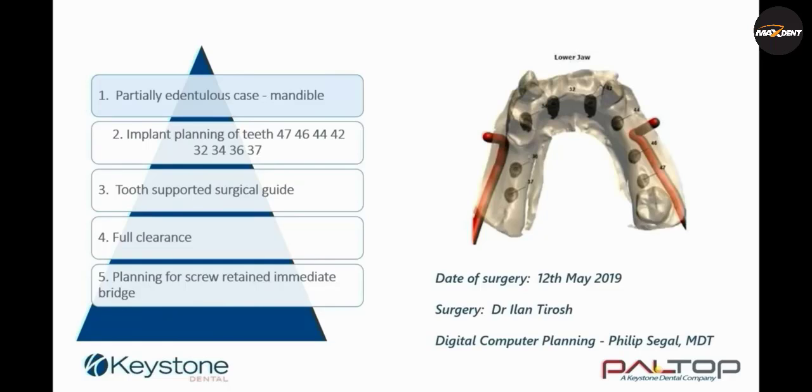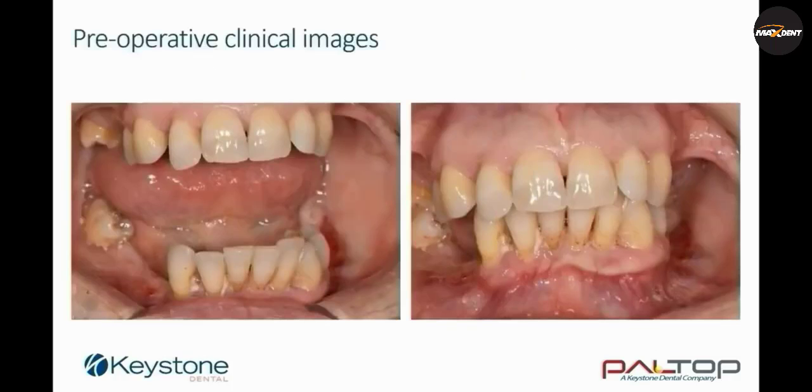So now that we have reviewed the instructions, we can see that there is a contradiction. The case is planned for full clearance, and yet a two-supported surgical guide is requested. Therefore, we must understand during the planning stage how we can achieve this. Here we see the preoperative clinical images.